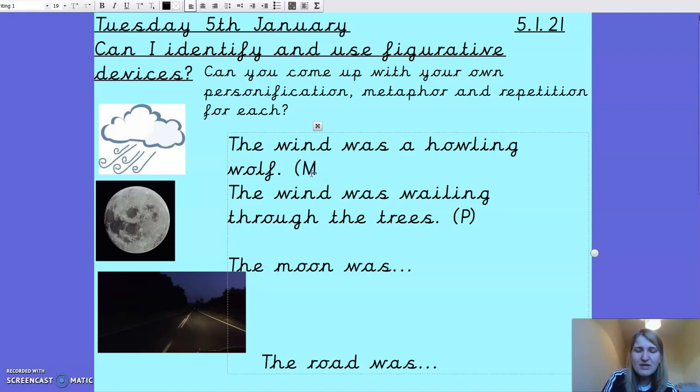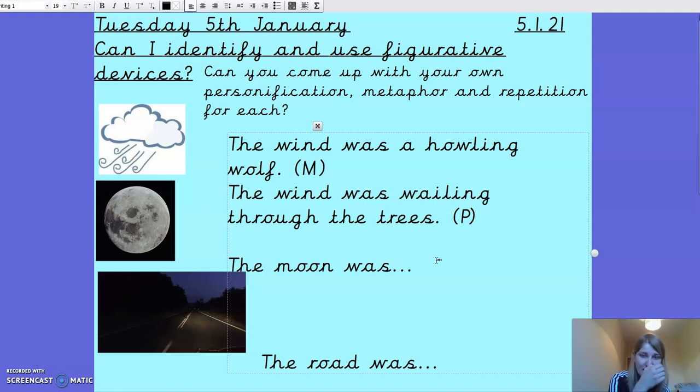And then if I wanted to use metaphor, I guess I could use something like whistle, whistle, whistle. The quiet sound of the wind through the trees came towards me, or something like that. Okay, so that would be my example for each of those.